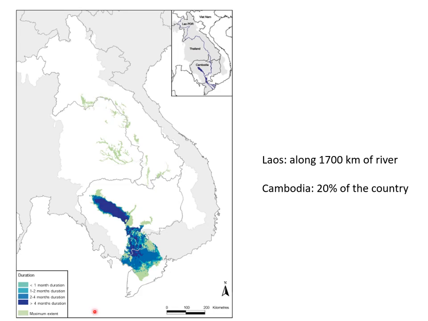This hydrological variability creates a lot of flooding during the wet season, as you can see here, but also in Laos and Thailand. In Cambodia, 20% of the country is flooded every year.